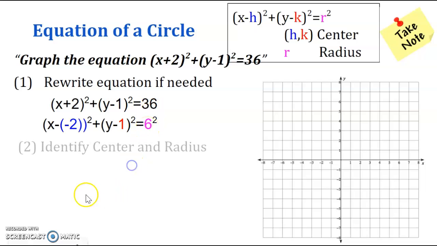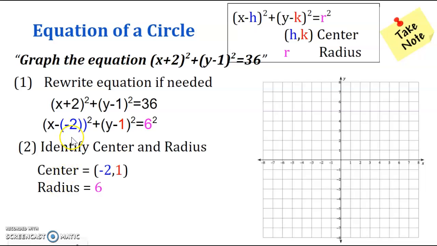6 squared. So then you can identify the center as the number that is being subtracted from x, which is negative 2. The number that is being subtracted from y is 1. So it's negative 2 comma 1. It's not negative 1, it's just positive 1. And this is negative 2, not just 2, right? And the radius is going to be 6.